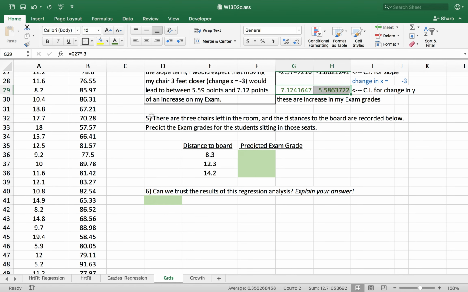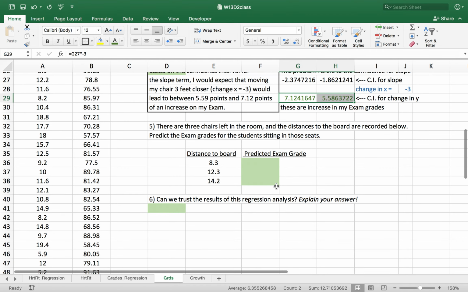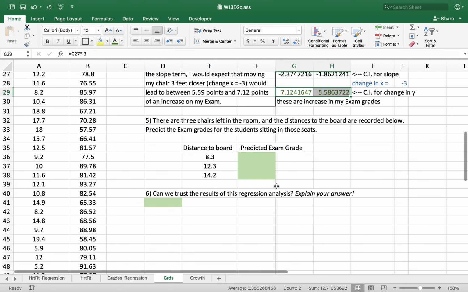Okay, last two problems. Here's number 5. There are 3 chairs left in the room, and the distances to the board are recorded below. Predict the exam grades for the students that sit in those seats. So here we're using our linear regression to make predictions. See if you can remember what command or what approach you can use to actually make these predictions. Pause the video and give it a shot.